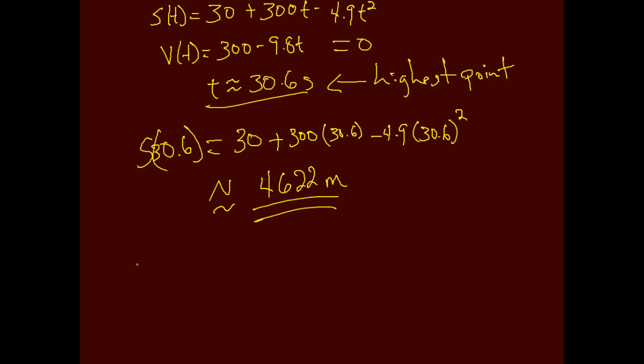Well, if we started at a position, s of 0 is equal to 30 meters, and we ended at a position of 4,622 meters, we can subtract these two to get 4,592 meters to get our distance.